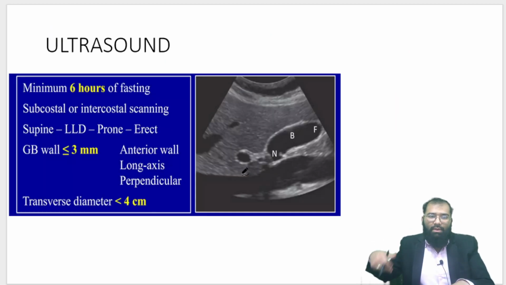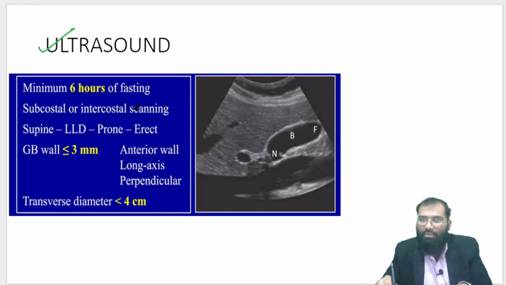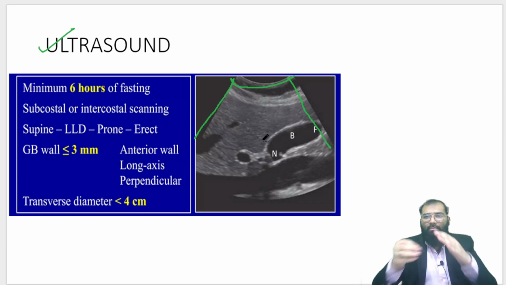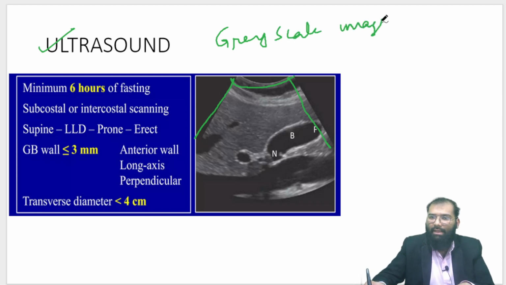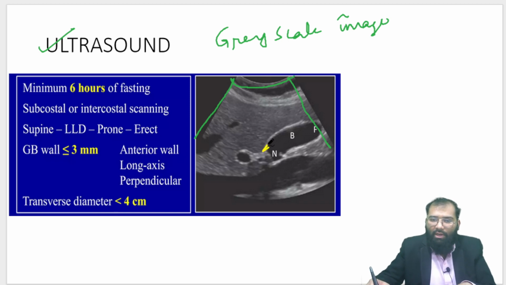Coming to ultrasound. Ultrasound is one of the very important modalities which is used for imaging the gallbladder. Here, this is how the ultrasound image is seen. You have a sector. There is a probe which is kept on the abdomen and the image is obtained in the form of a sector, and this is called a grayscale image. And here you are able to very nicely see this is the gallbladder.